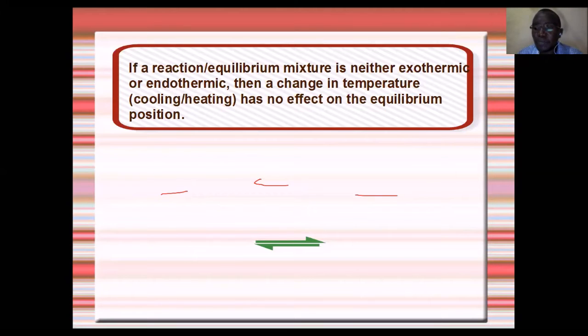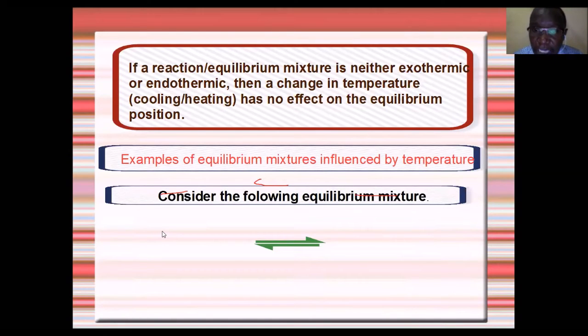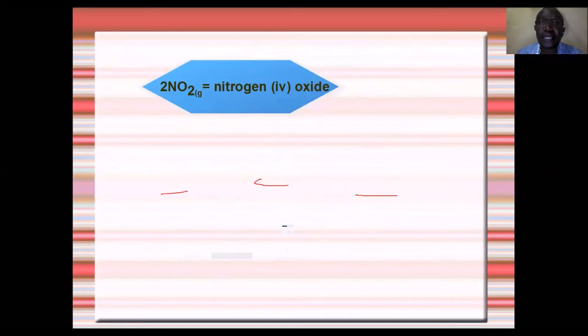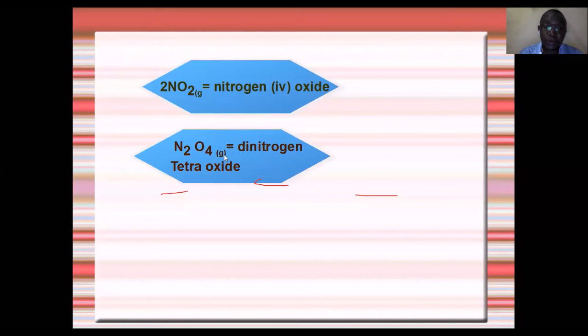Examples of equilibrium mixtures influenced by temperature change. Consider this particular equilibrium mixture. Whatever we have on the reactant side here is nitrogen dioxide. Then on the product side, whatever we have there is dinitrogen tetraoxide. It is a liquid after cooling, lowering the temperature. Nitrogen dioxide is brown in color. Dinitrogen tetraoxide is a yellow liquid.